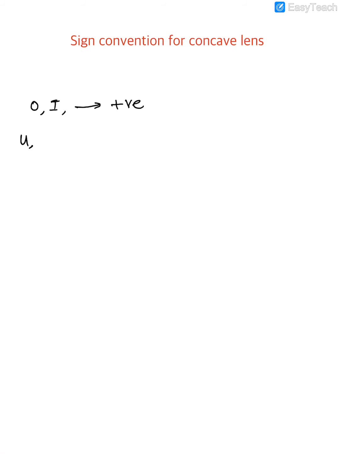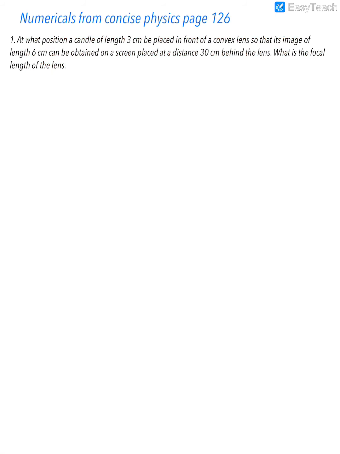Whereas your object distance, image distance and the focal length will always be negative. Your magnification will always be positive and always less than 1, because you will always get a diminished image in a concave lens. So guys, these conventions are easier. You just have to know that U, V, F are negative, and O and I are positive. While solving the problems, we'll first go through all the convex problems, then we'll do the concave.